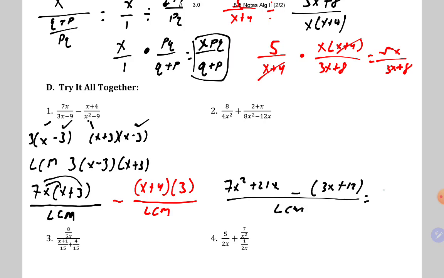So I'm going to get 7x squared plus 18x minus 12 over the LCM, which is 3 times quantity x plus 3, x minus 3. All right, let's do number 2.